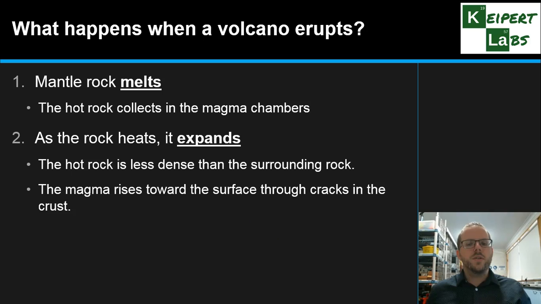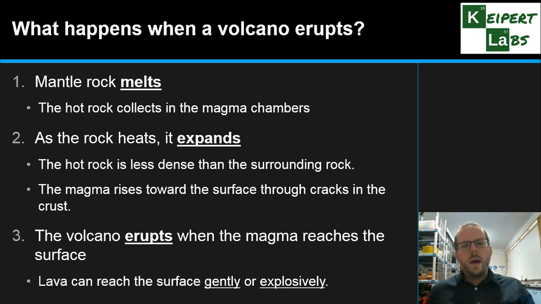It's exploiting those cracks. And so then as it gets to the surface, as it pushes its way through those cracks, we say that it erupts. And then depending on exactly the nature of where this is and how it happens, this may be a gentle reaching of the surface, a gentle or non-explosive eruption, or it may be explosive. And we're going to go through those two things now.